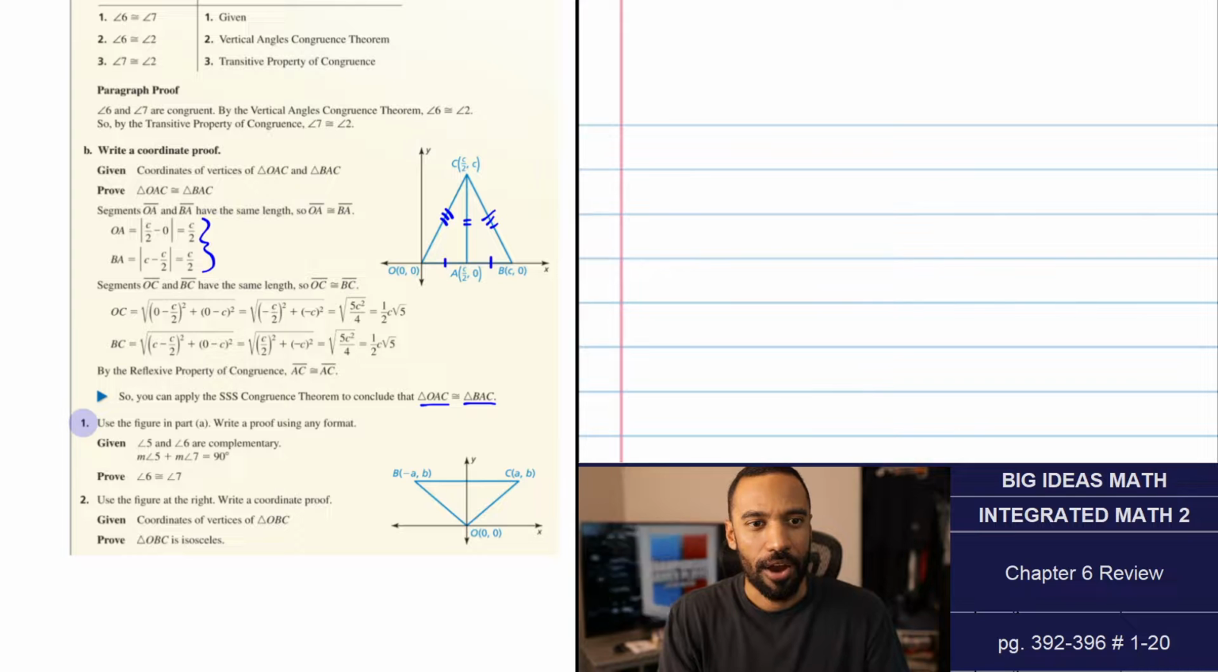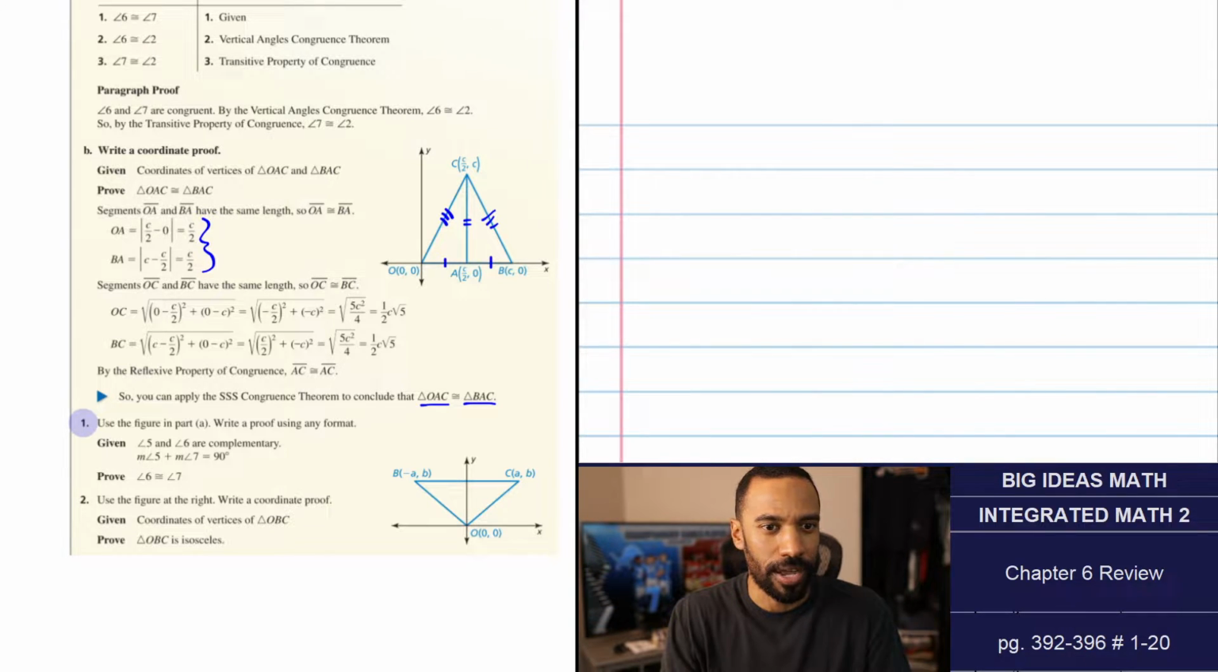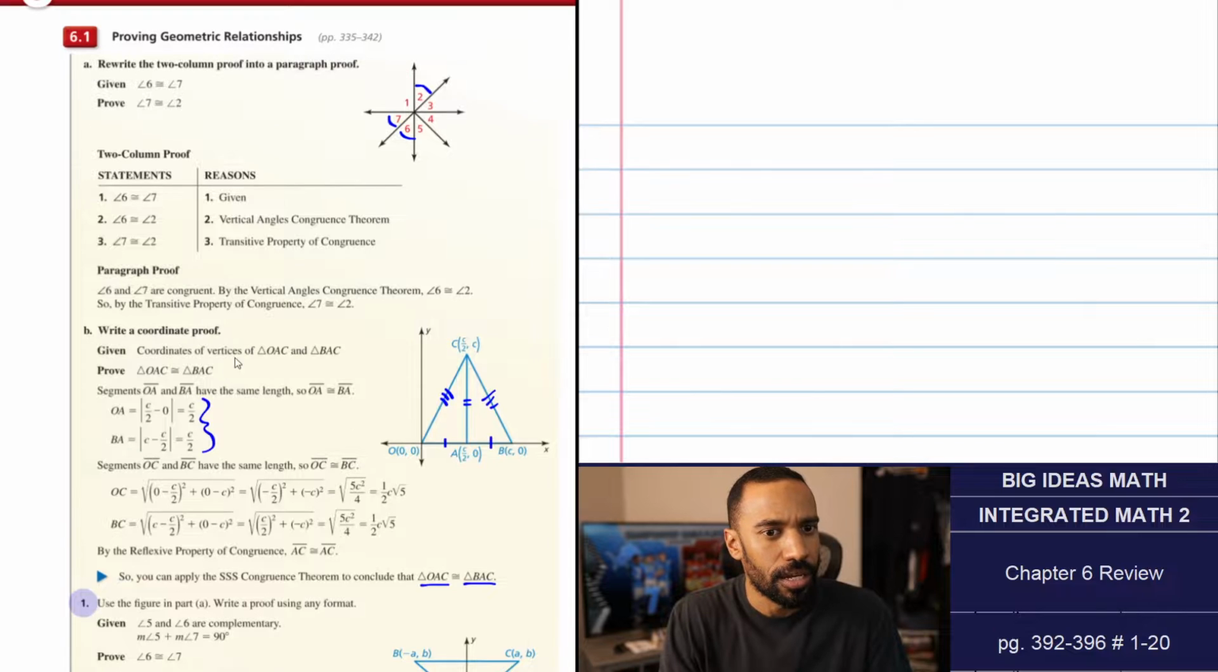Okay, let's go ahead and do our problem set. Let's go ahead and look at number 1. Use the figure in part A. Write a proof using any format. I'm likely going to do a 2-column proof. Where's A? Oh, the first one. Okay, let me get rid of this stuff here.